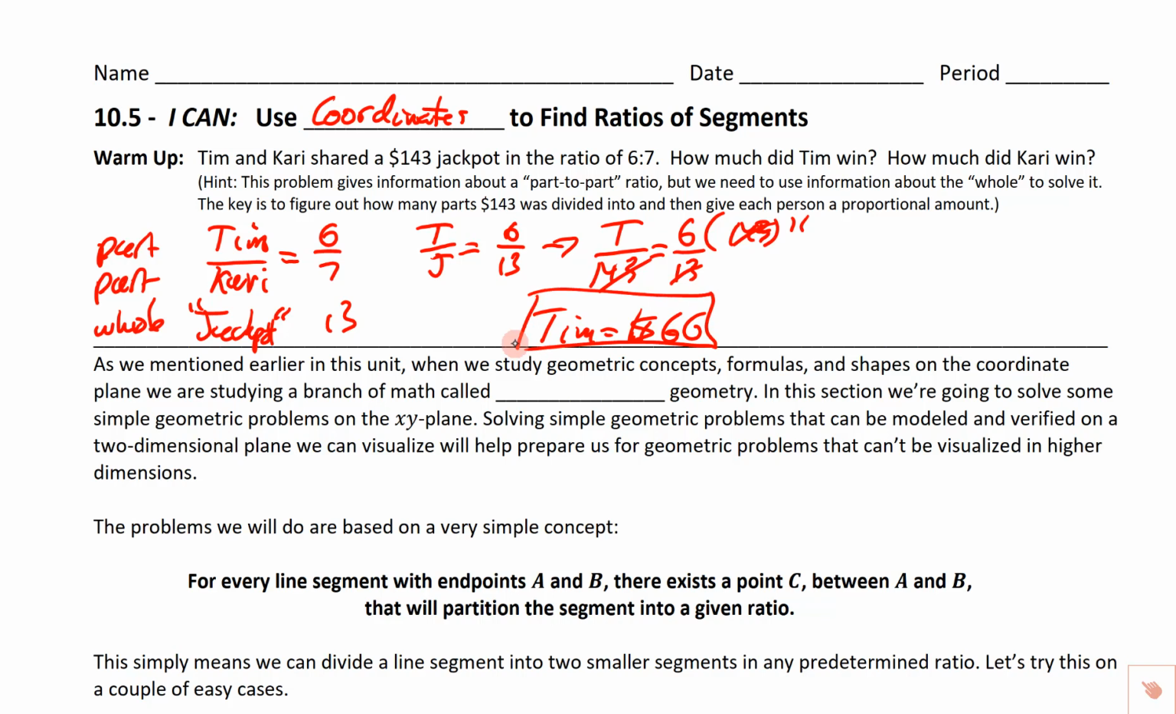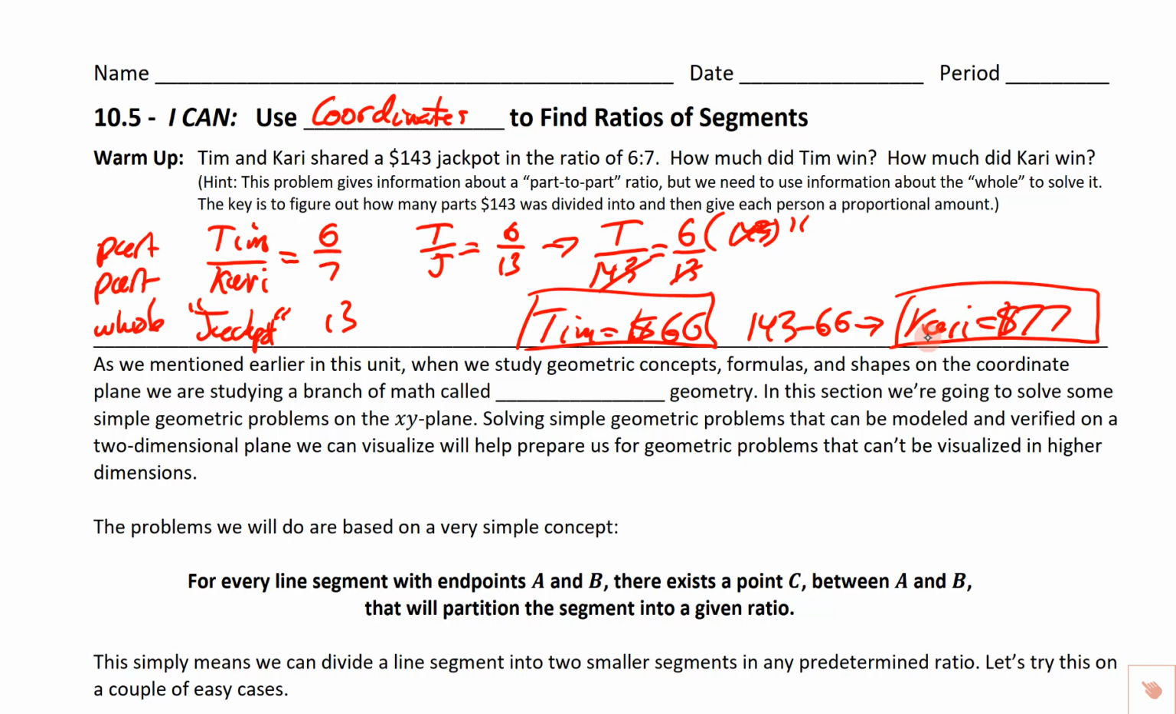Okay, now I think we got that on the last one, but what's one way to figure out what Carrie got? Subtraction, right? Okay, so one way to figure it out is do 143 minus the 66, which is going to tell us that Carrie gets 77? Yeah. $77. Okay, have we answered the question?